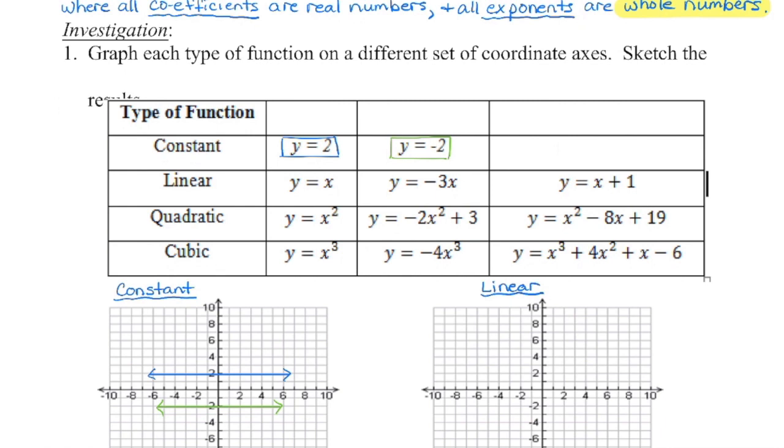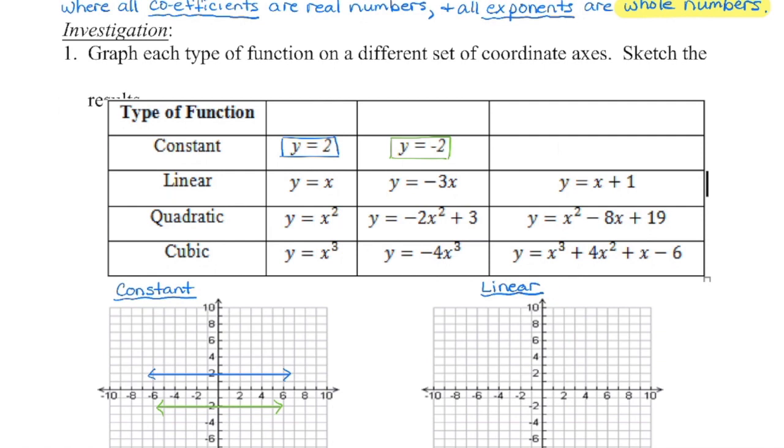I'm going to color coordinate my chart, so I'm going to set up one grid for each of these, beginning with constant functions. We know if we have a function y equals 2, then we have a horizontal line that crosses the y-axis at 2. Y equals negative 2, again we have a horizontal line that crosses the y-axis at negative 2. So if there's no x in the function, then we have a horizontal line.